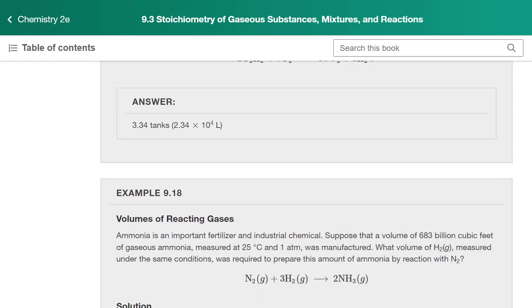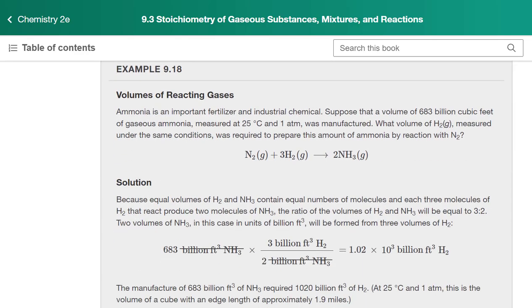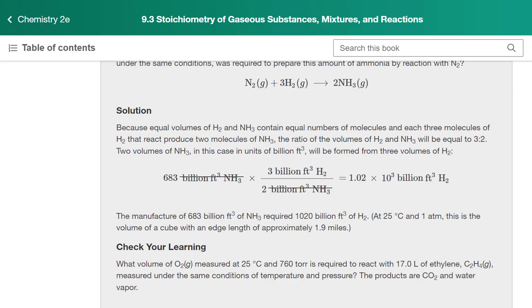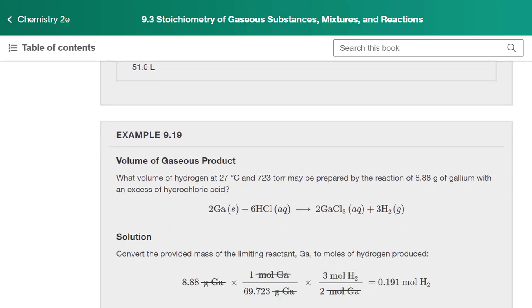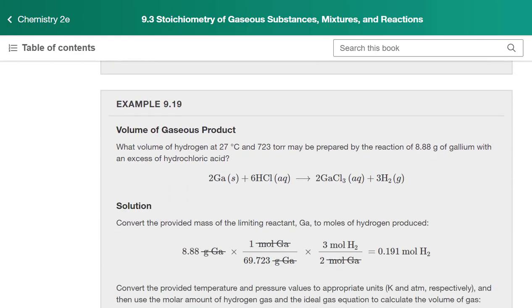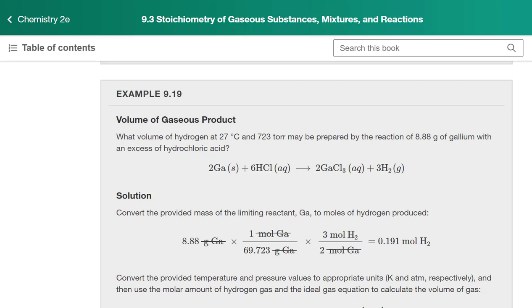And then kind of a similar thing here, although we're using different units here, so billions of cubic feet, but getting at the same thing. And then this one, example 9.19, is where we have to go back to what I was saying, where we do have to combine those two ideas together. So we're given some conditions in terms of temperature and pressure. We're given an amount of something, and we want to find the amount of hydrogen.